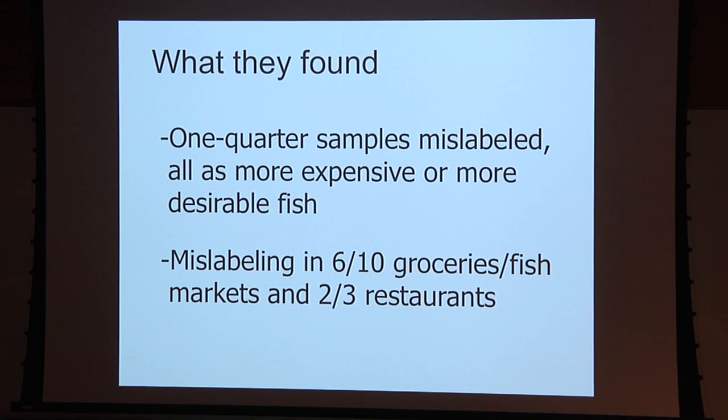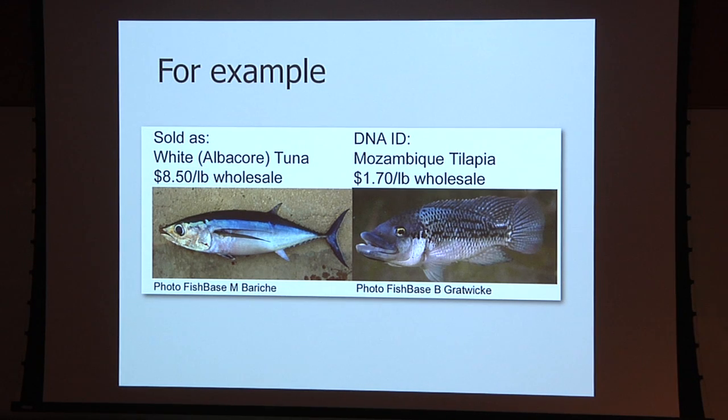So, for example, something that was sold as white tuna, it should be albacore tuna, which is $8.50 wholesale at that time, turned out by DNA to be Mozambique tilapia, a very inexpensive freshwater fish that's farmed. And you can probably tell tuna and you might be able to tell salmon, but most other kinds of fish you can't tell apart.